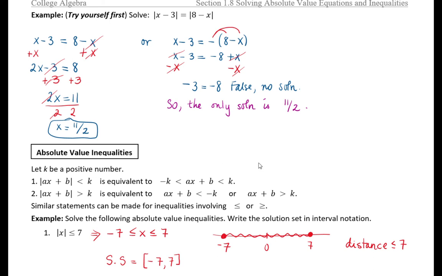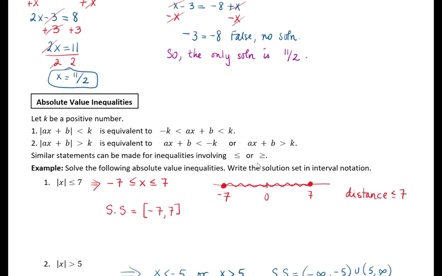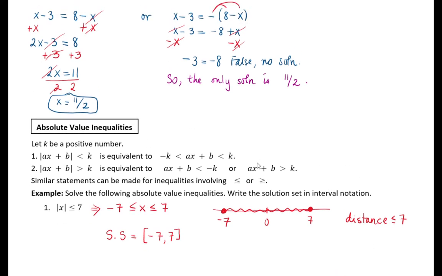So now we start with the absolute value inequalities. Folks, it's the same argument, but this time you have two options, either less than or greater than. Less than or equal to or greater than or equal to are really similar. So for example, if it says absolute value of x is less than or equal to 7, that means you're looking at all the numbers whose distance is less than 7. So simply you're looking at numbers between 7 and negative 7.